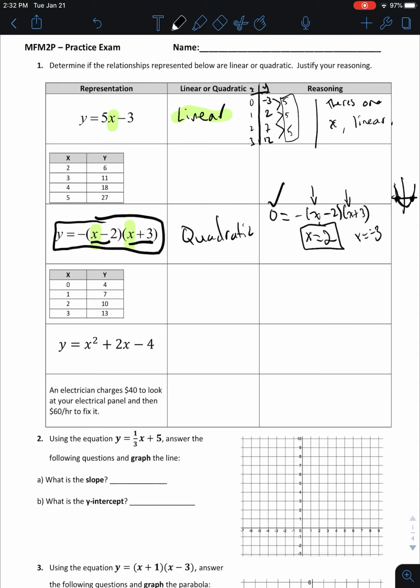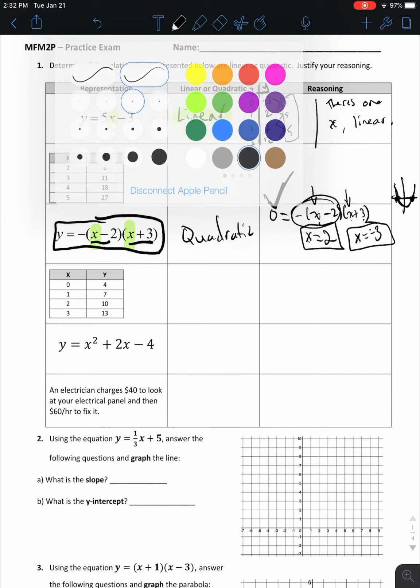Now, if I plug in x equals negative 3, I'm going to get negative 3 plus 3, which is still going to be 0. 0 times whatever is over here is still going to be 0, so it works. Because I get two different values of x, I know it has to be quadratic. And that's my reasoning.